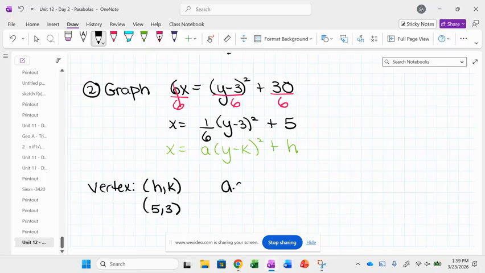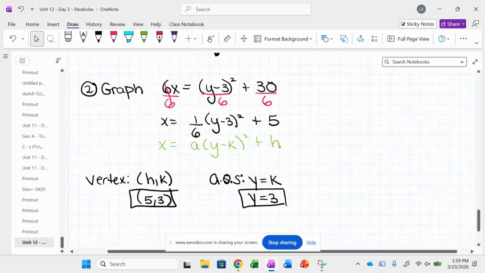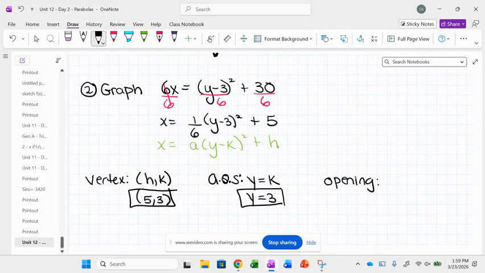Our axis of symmetry is going to be a horizontal line, y equals k. So that's going to be y equals 3. We'll talk about the opening. Are we opening left, right, up, or down? To the right, because A is positive and it's an inverse parabola.